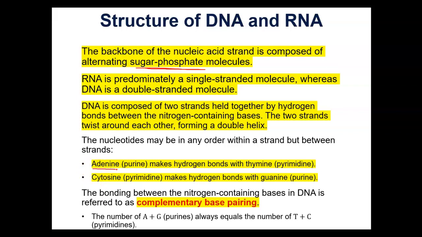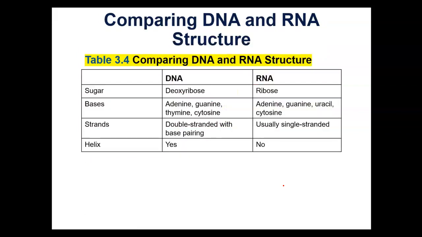Adenine, which is a purine, always bonds with thymine, which is a pyrimidine. Cytosine, which is a pyrimidine, always bonds with guanine, which is a purine. So this is called complementary base pairing. A's always pair with T's and C's always pair with G's when forming the 2 sides of the DNA.